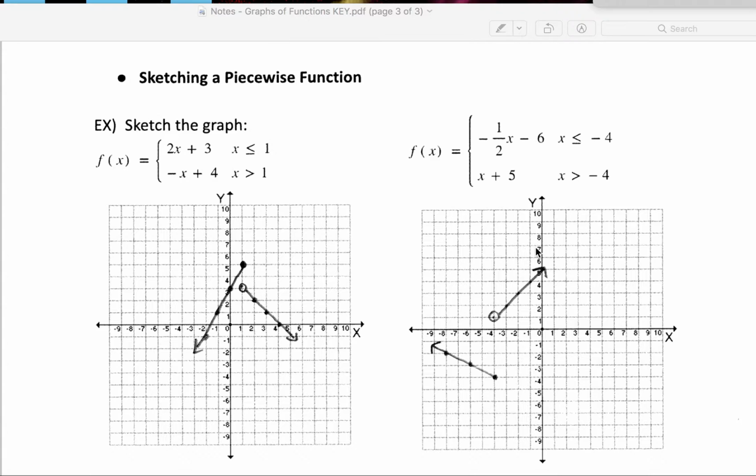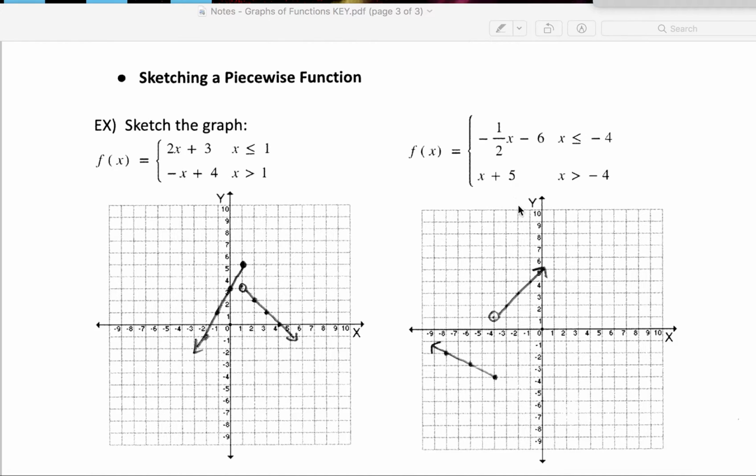So I plot my y-intercept at -6, and I do a slope down 1, right 2, down 1, right 2, and I would draw that all the way across, and then look at my domain. I'm only going to draw that graph if I have x values that are less than or equal to -4, so then I would erase anything that was greater than that, leaving behind this piece.